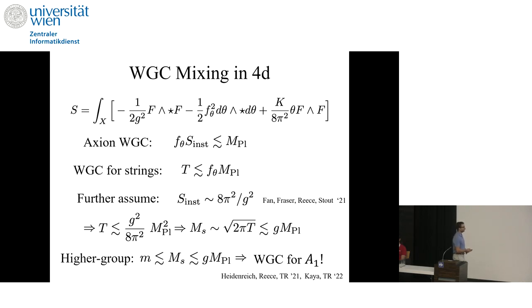And if we combine this with the bound that we had on the previous slide for consistency of the higher group symmetry, m less than m string, we ultimately find that the mass of the lightest charged particle is below g times m Planck.